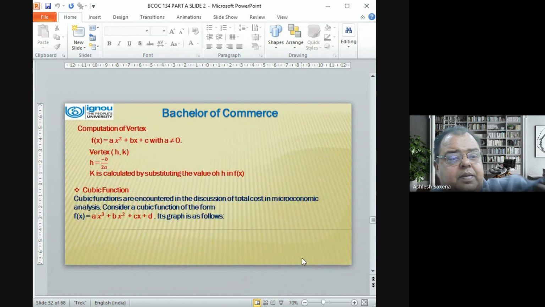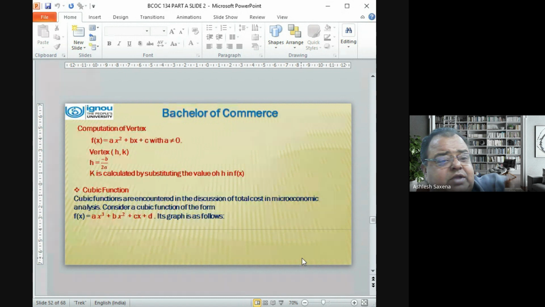Now how do we find the point where the graph turns? That is the vertex (h, k). Your equation is ax square plus bx plus c, where a is not equal to 0. h is calculated by minus b by 2a, and k can be calculated by substituting the value of h in f.